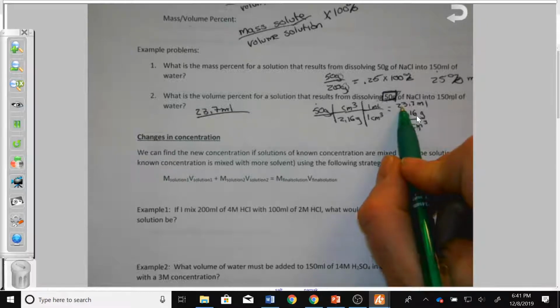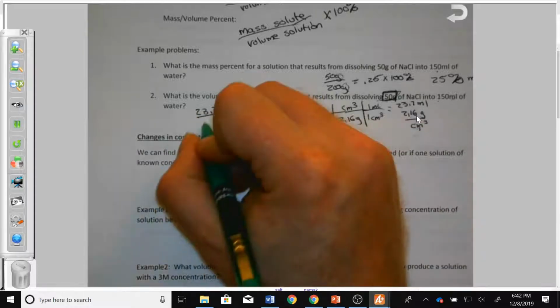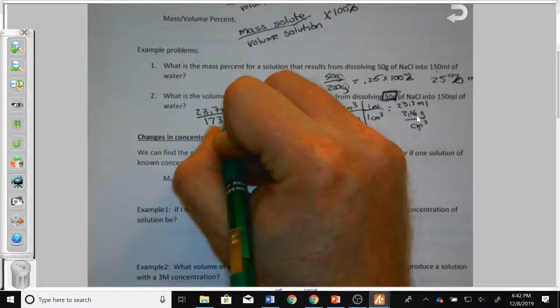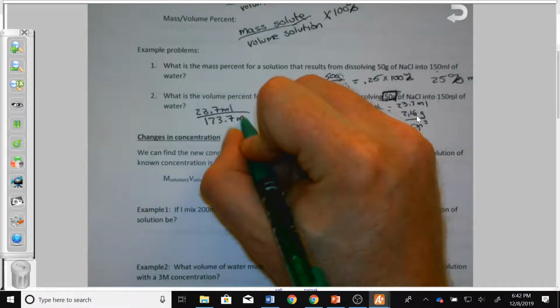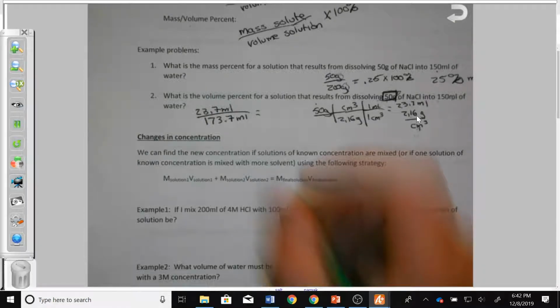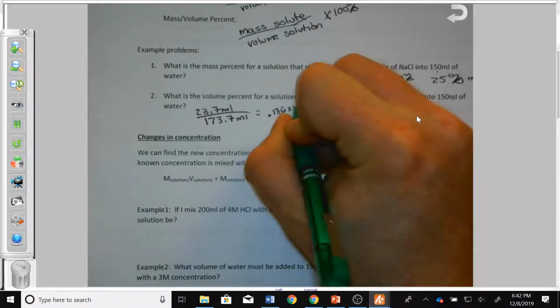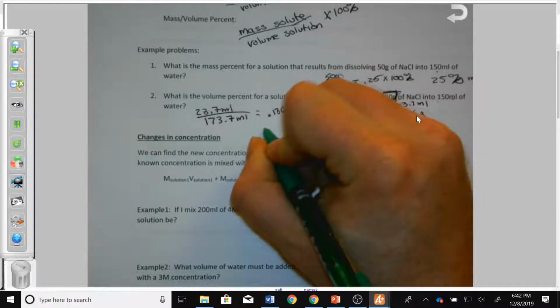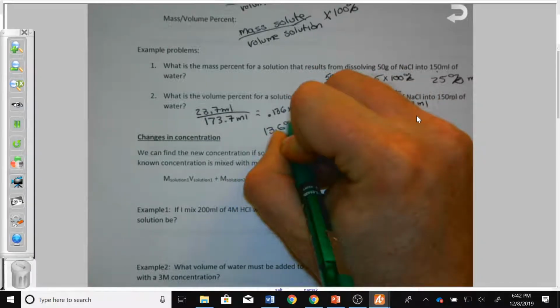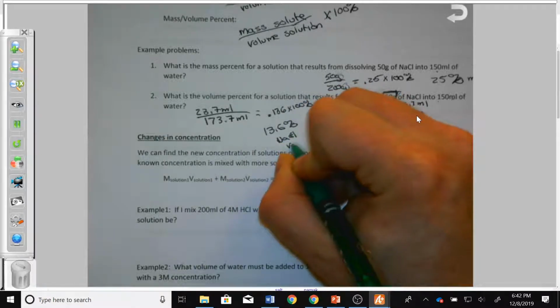Here we go. We've got 23.7 for the solute. We've got another 150 for the solvent. And so we have a 173.7 milliliter total solution volume. And we end up with this 0.136, times it by 100%, and we would have 13.6% NaCl volume to volume.